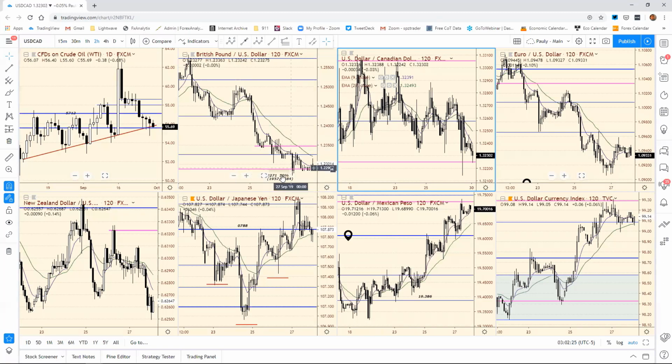Cable is still a bit on the weak side, just above the 50% here, but relatively quiet trading. And dollar yen is still keeping a bit of an undertone bid here. And the peso, after finally securing a close above 1960, is trying to push a little bit higher.